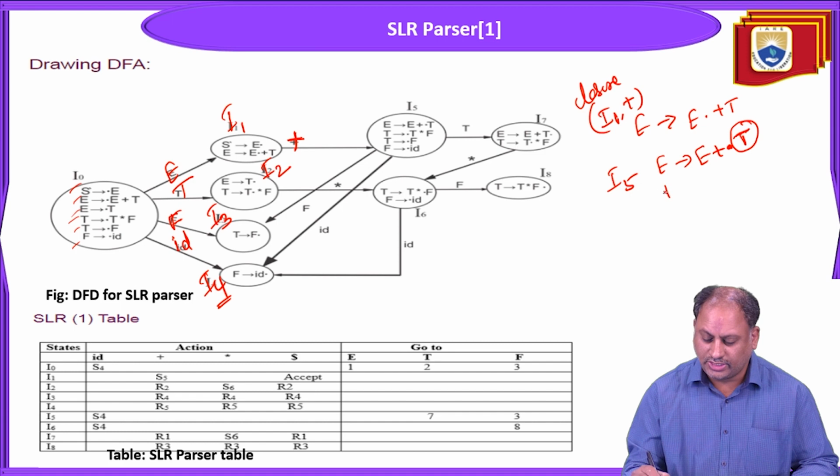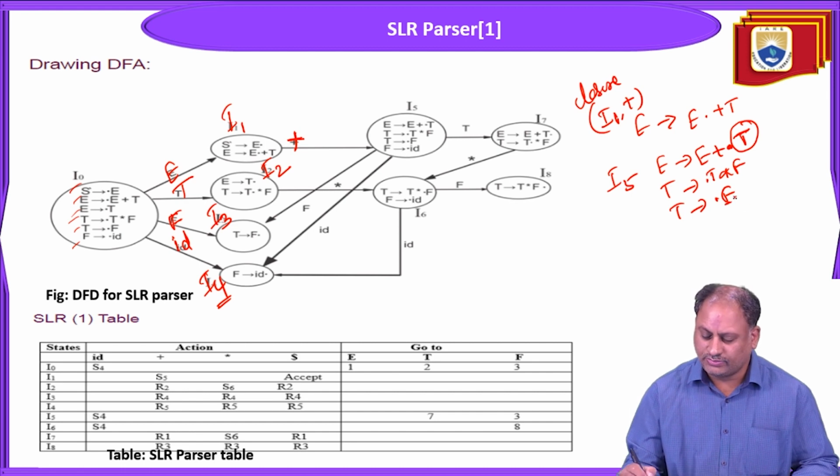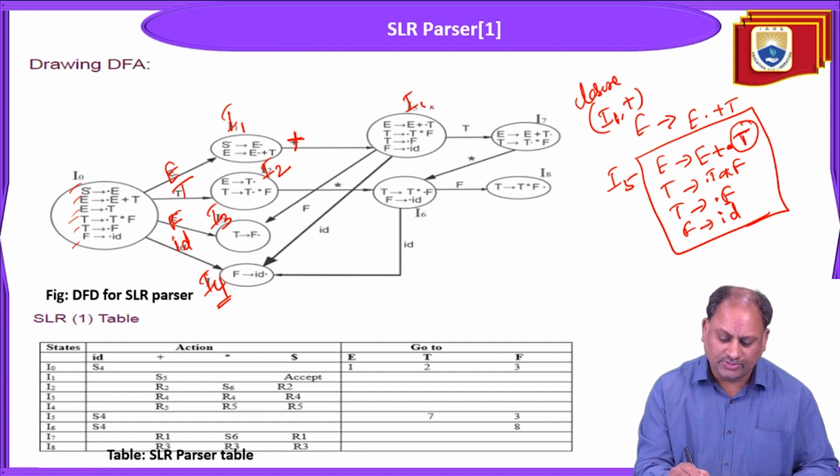That is also to be included in the state. So that's why T derives dot T star F and T derives dot F. These two rules are to be included, and also F derives dot ID. So these are the rules which are to be included in the given state, forming the new state, that is called I5.